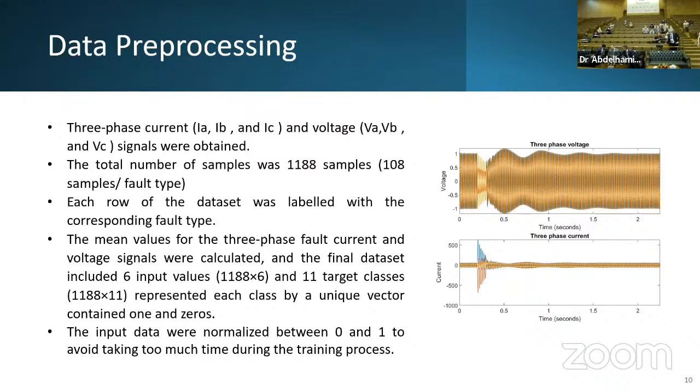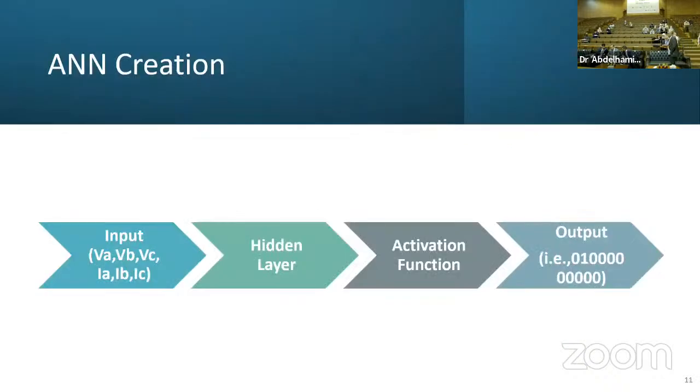The total number of samples was 1188. Each row of the dataset was labeled with the corresponding fault type, and the mean values of the current and voltage signals were calculated. The final dataset includes 6 input values and 11 target classes. Finally, the input data were normalized between 0 and 1 to avoid taking too much time during the training process. After that, we created all networks by following these steps.